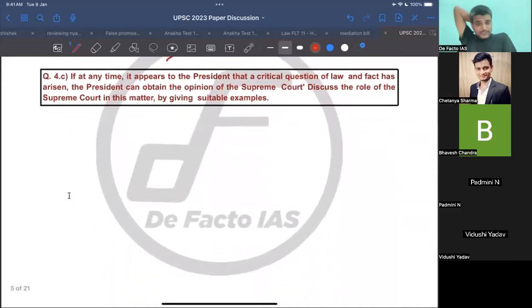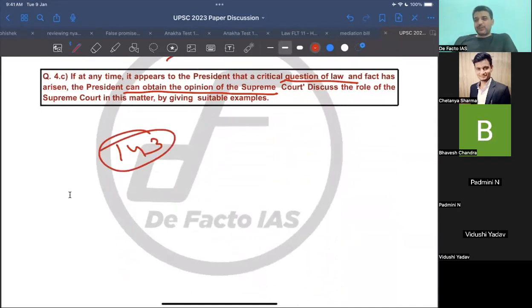Okay, now let us come to 4C. Again, quite a simple question, 4C. Now, 4C says, if at any time it appears to the President that a critical question of law or fact has arisen, the President can obtain the opinion. This is a question. Write a short note on Article 143.